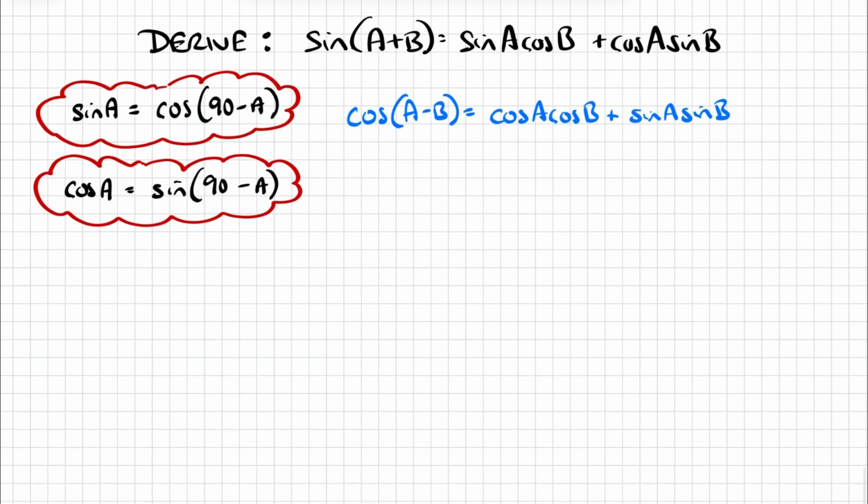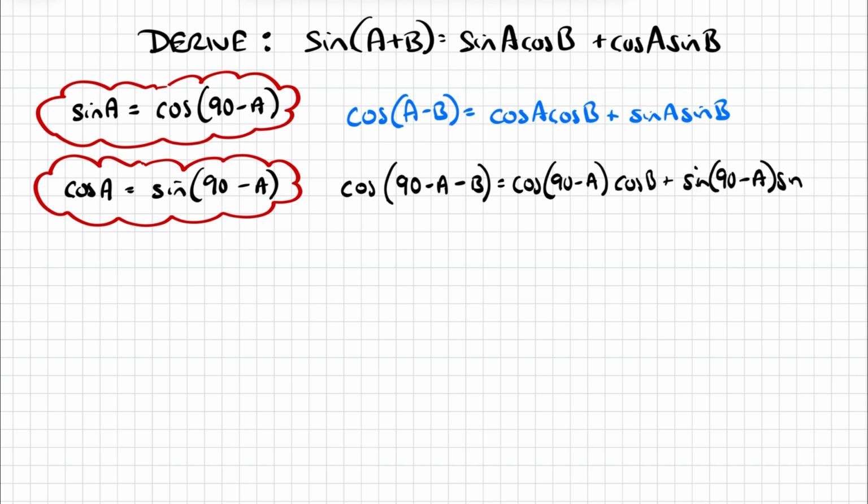So how's this going to work? Well, what we're going to do is we're going to replace all of the A's here with 90 minus A. Now this may seem a bit obscure, but just follow it through. So we're going to get cos of 90 minus A minus B equals cos of 90 minus A cos B plus sine of 90 minus A sine B.